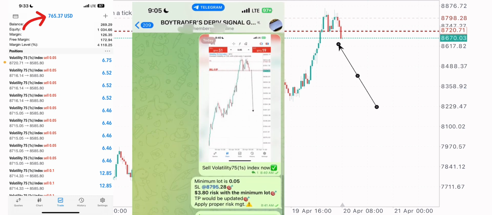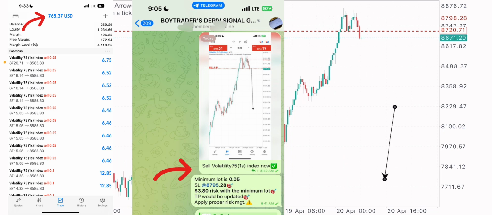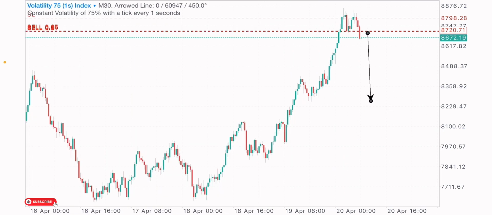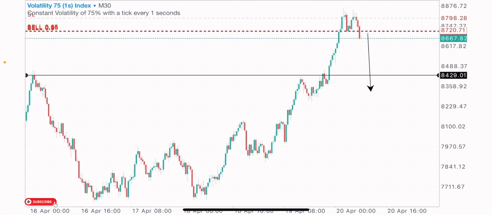So how did I know this index is going to sell from this current price level? How was I able to predict the sells from this? More sells are expected on this index. I'm expecting this index to sell to this point at least in the coming hours.